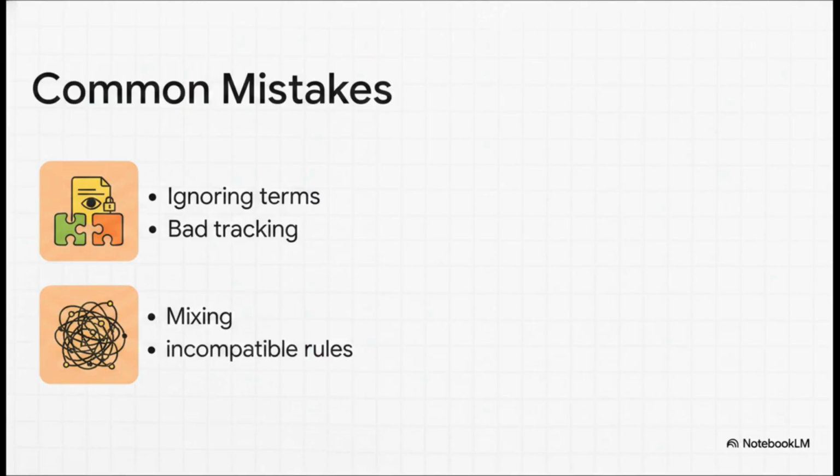Another massive pitfall is mixing incompatible agreements. If you try to merge GPL code with proprietary components, bam, you've just triggered that copyleft nightmare we talked about. And finally, if you forget to keep your attribution updated as new contributors join, you're going to end up with a legally ambiguous, very messy codebase.